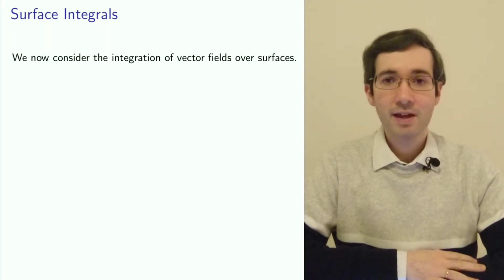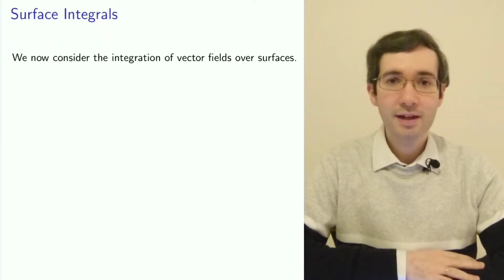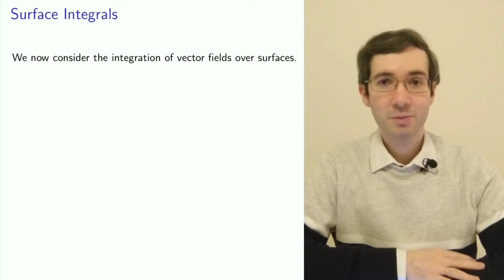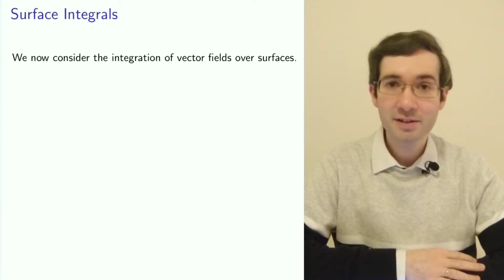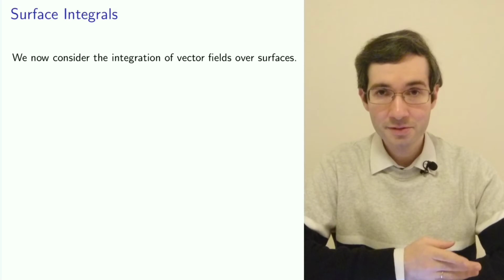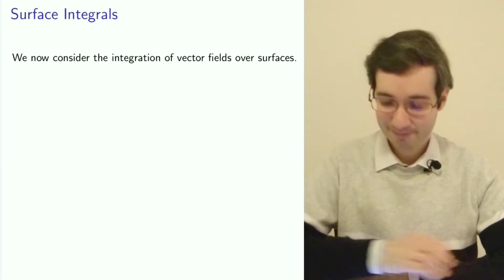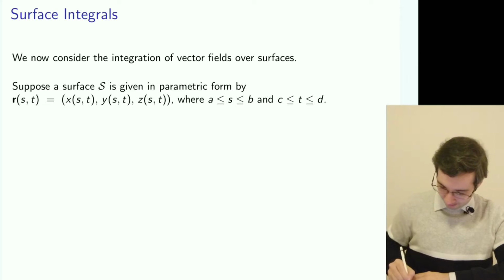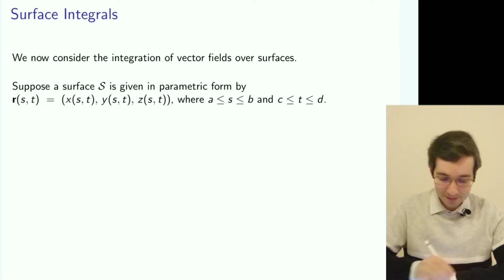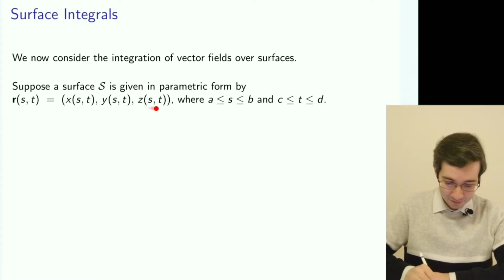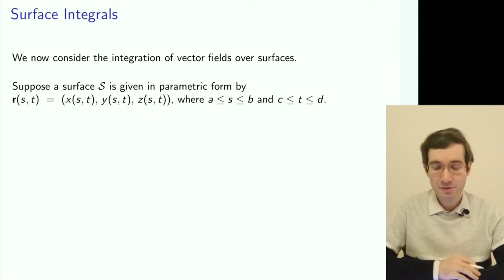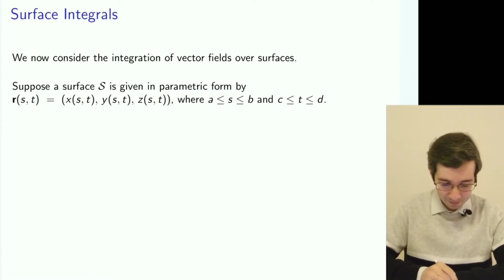This time we'll start looking at the surface integrals, which are even more interesting than line integrals because there are 2 degrees of freedom, 2 dimensions. And in this case, to describe the surface we need 2 parameters, s and t, for our position vector.